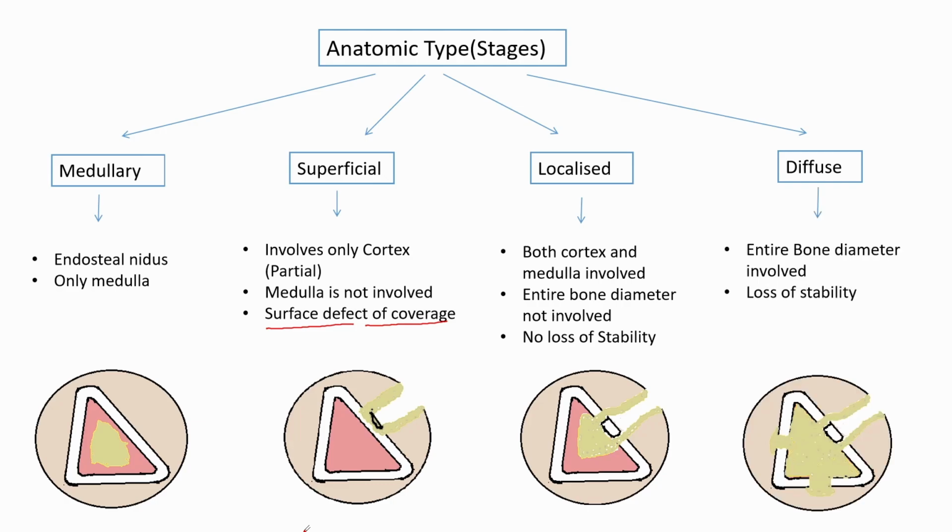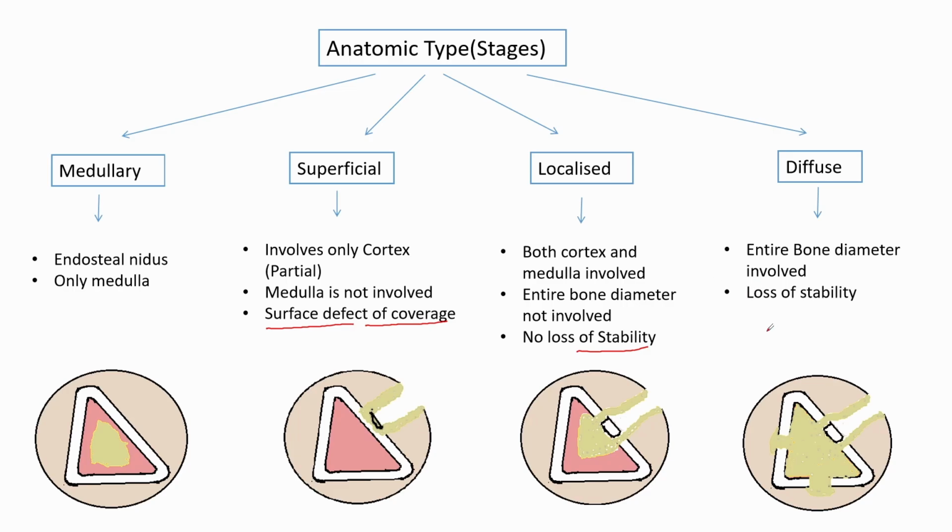In the diffuse type, the entire bone diameter is involved and there is loss of stability either before the debridement or after the debridement. The important question here is the difference between localized and diffuse type, and this lies in the stability. In the diffuse type, a thorough debridement of the lesion will lead to a loss of stability of the bone, whereas in the localized type, a thorough debridement will not lead to the loss of stability.